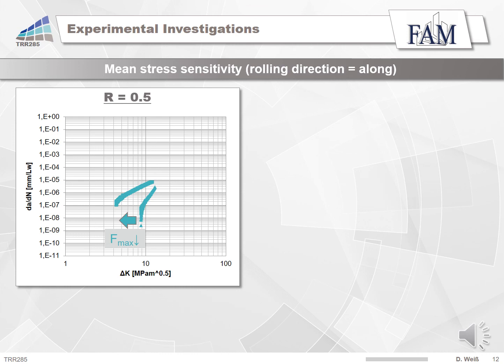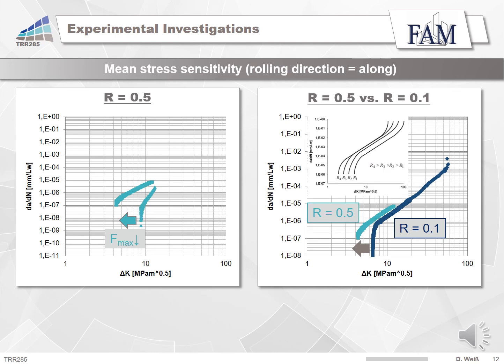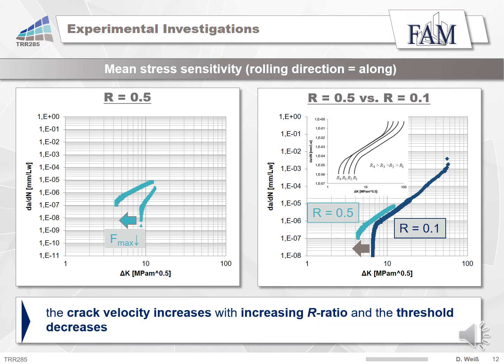A comparison of the results from the experiments with an R ratio of 0.1 on the right side illustrates that the curve tested with an R ratio of 0.5 and lower initial load shifts to the left. The result corresponds to the aforementioned theoretical principles. To put it all in a nutshell, the crack velocity increases with increase in R ratio and the threshold decreases.